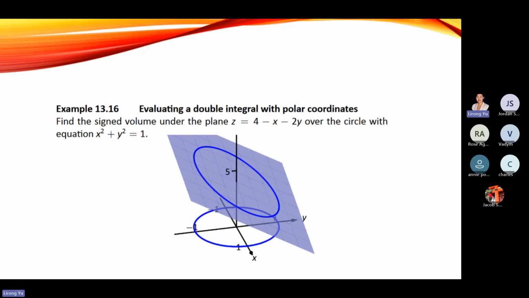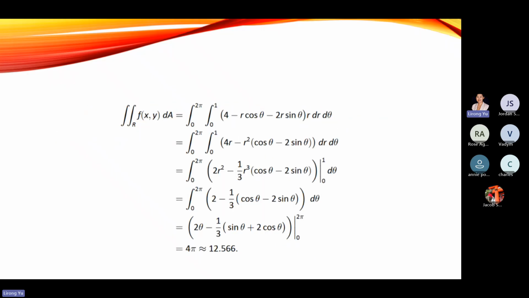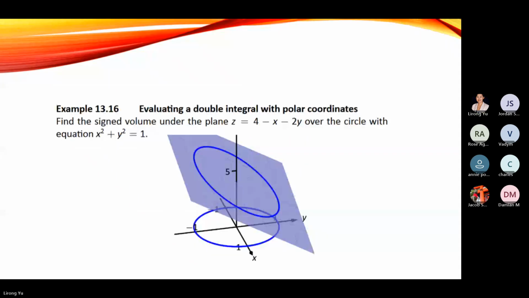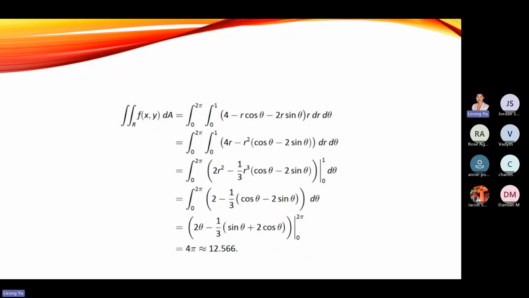So in the integration for dr, r goes from 0 to 1, and theta is a whole circle, so theta goes from 0 to 2 pi. That's going to be the boundary for the integration region. As we switch the variable, the integration function changes. It was originally 4 minus x minus 2y. Now our integration function is 4 minus r cosine theta minus 2r sine theta. So that's the x, and that is the y. So our integration function changed.